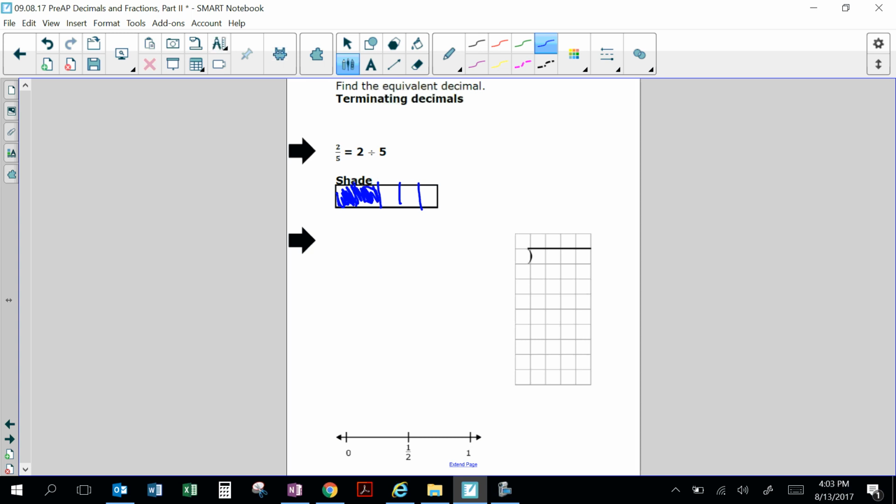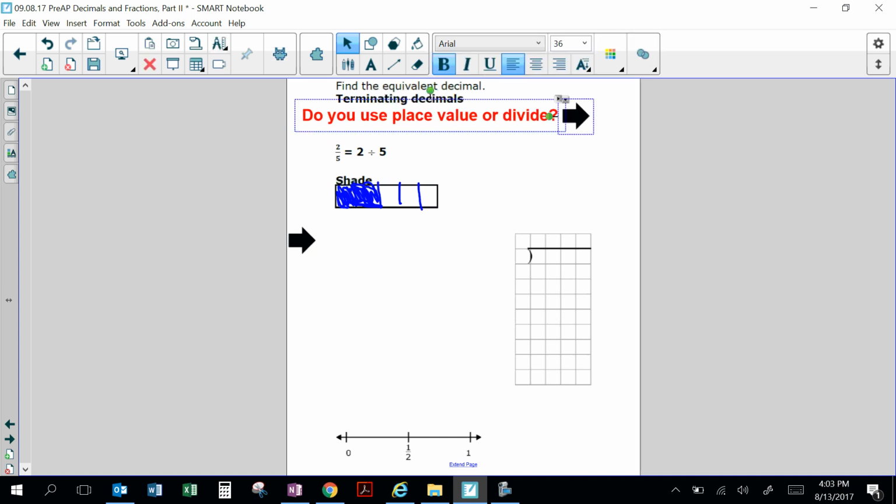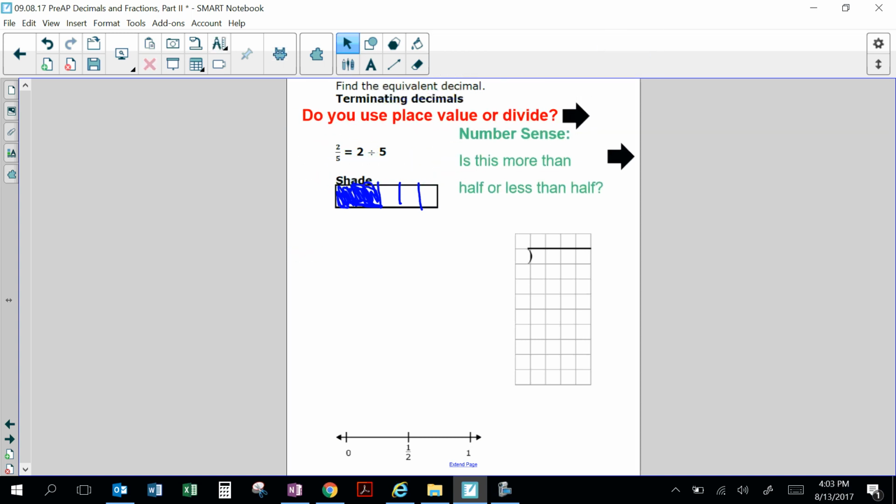If you have to tell me, did you shade in more than half or less than half? I shaded a little less than half. Let's make a prediction. If this is a little less than half, what type of decimal would it be? So half is 50 hundredths. So my prediction is a little like 40 something. So we're going to see.